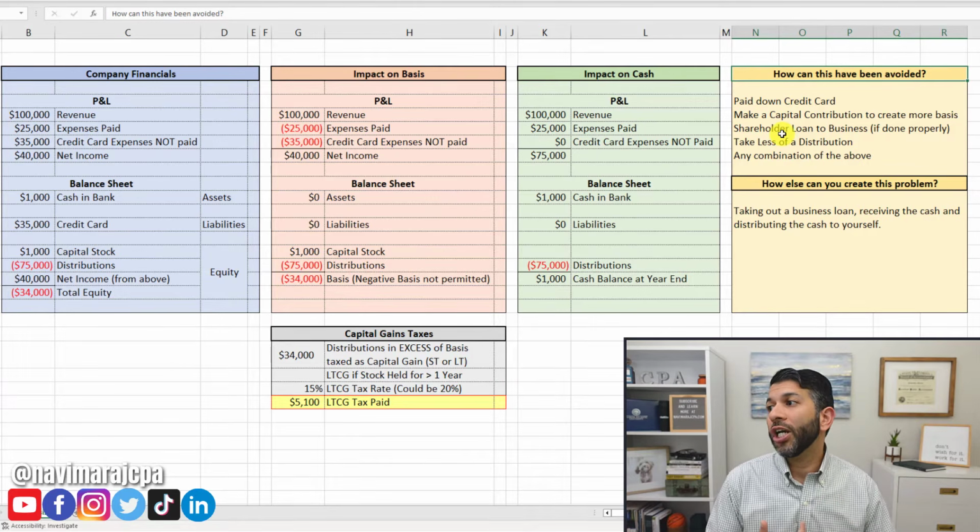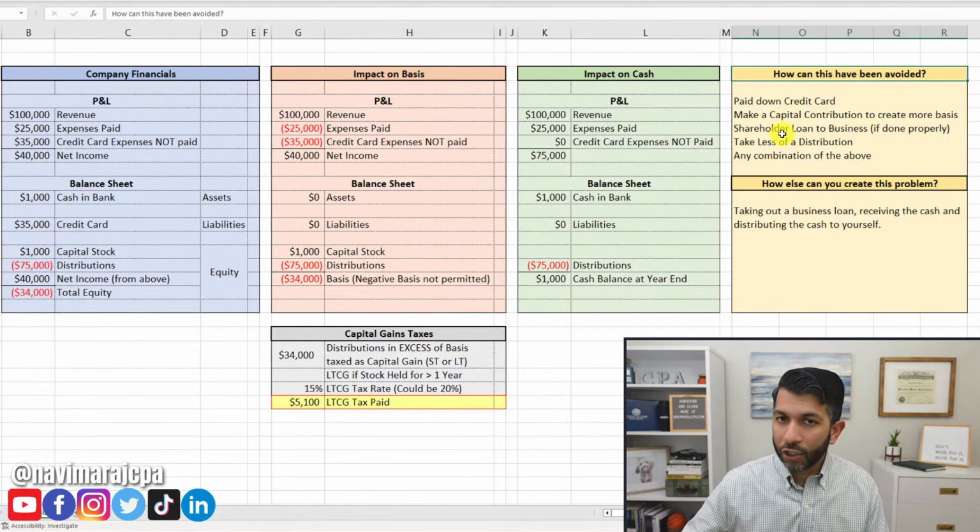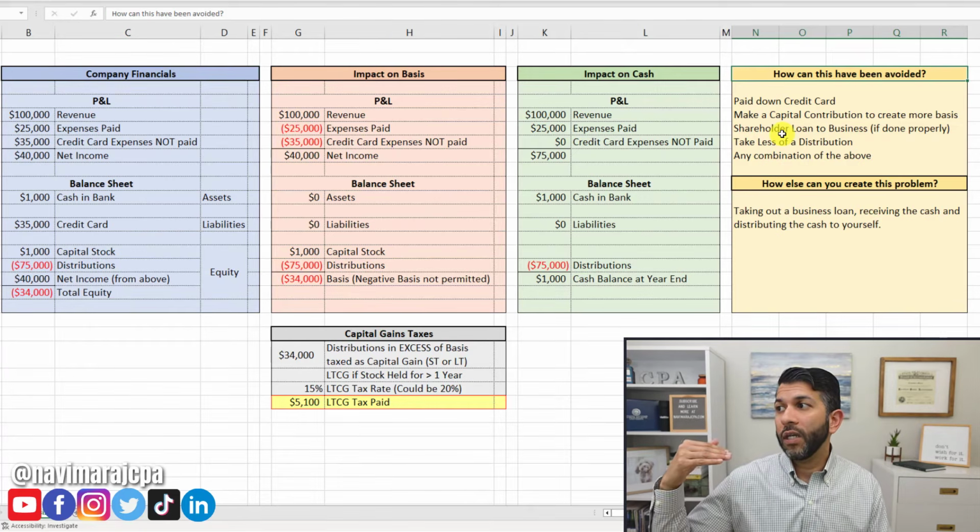You could have done a shareholder loan to the business. So you, the shareholder, are putting money into the business in the form of a loan. You got to do that properly. It can't be a fake loan. It can't be just saying that you did it. There should be a written document. There should be an interest rate. The business should be paying you the interest. So it needs to be documented.